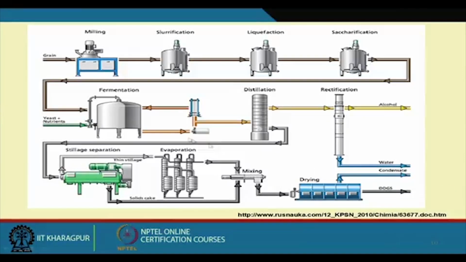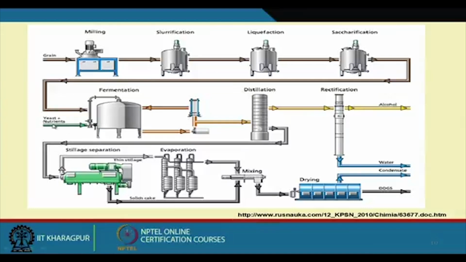Now the process flow diagram is like this. We have grain, because I told you that alcohol is produced not only from cane molasses, but we also use broken rice. We take the broken rice, here we have the milling machine, then we make a slurry, then liquefaction, and we heat it to gelatinize the starch. After gelatinization we add amylase enzyme for saccharification, and this saccharified material has sugar.